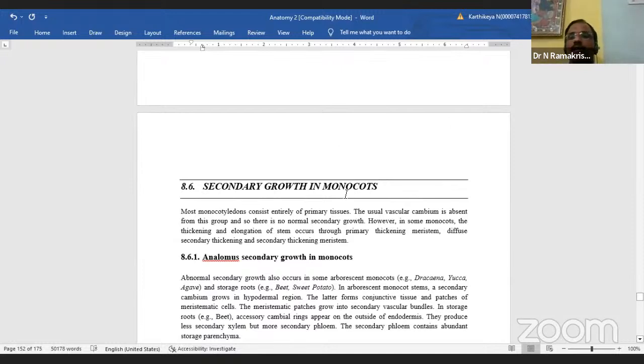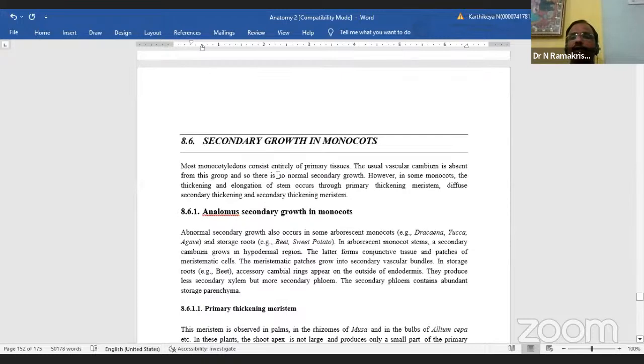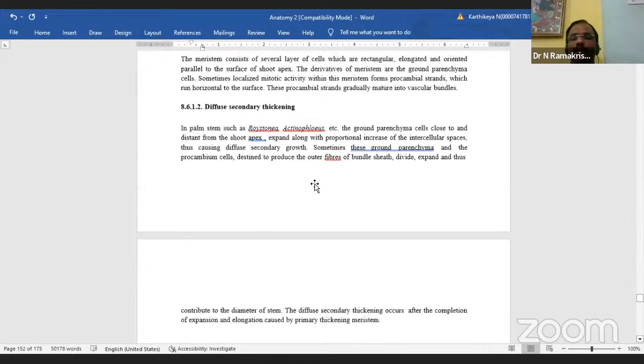The secondary growth you already know very well. So we are looking at it only in dicots. Sometimes you are looking at it in monocots, but rarely. So those are the examples here.